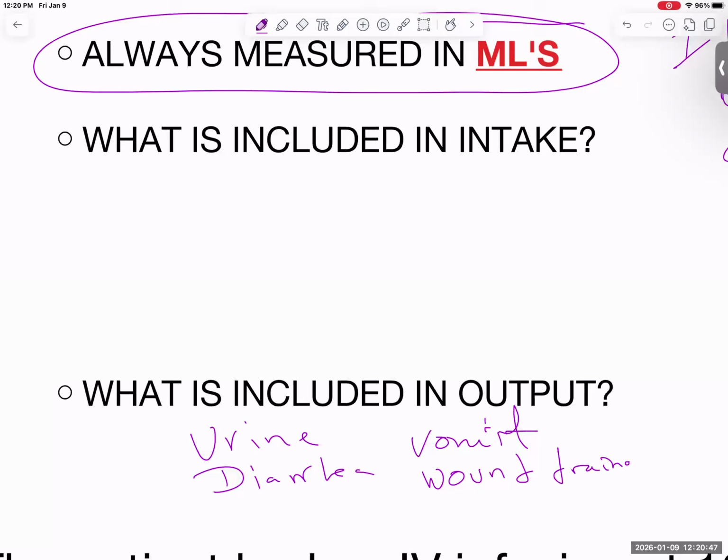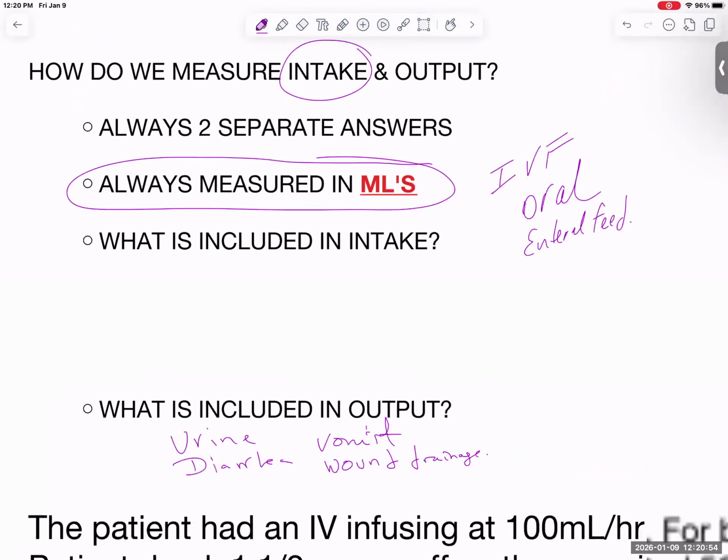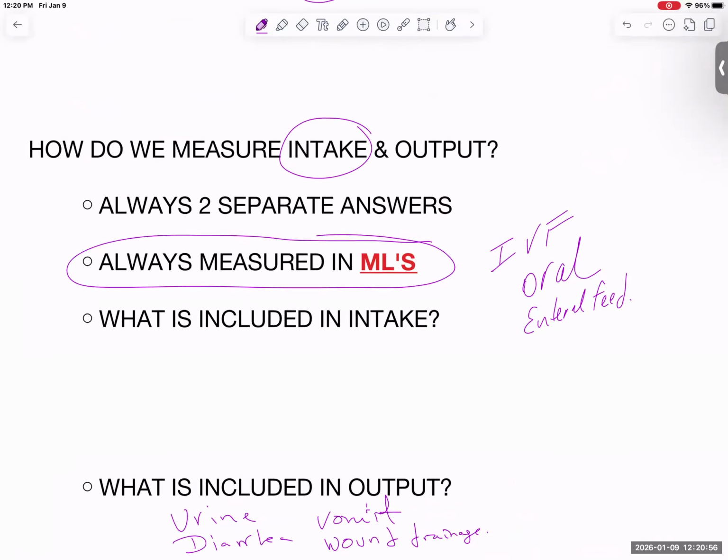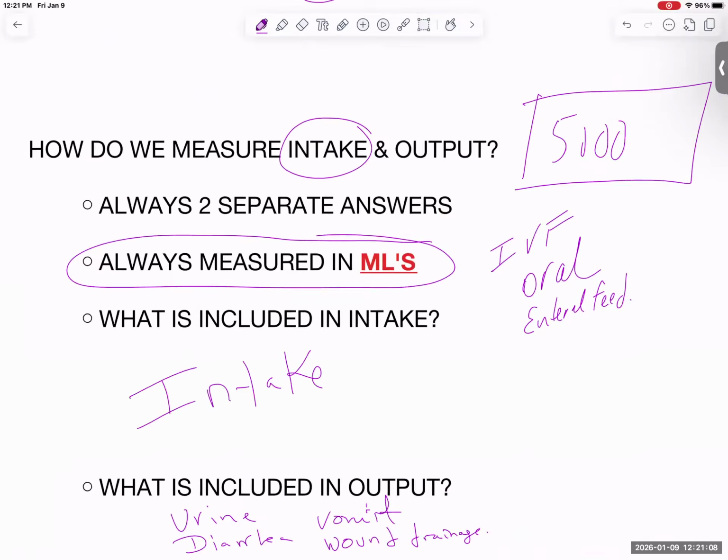So these are all things to keep an eye out for in questions that have intake and output. So always remember intake and output. Number one, if I ask you the total intake and output, I don't need one big number like 5,000 as both. No, it's always two separate numbers. What the patient put in their body, or what we put in the body of our patient, their intake, is one answer in milliliters, and then their output is another answer in milliliters.